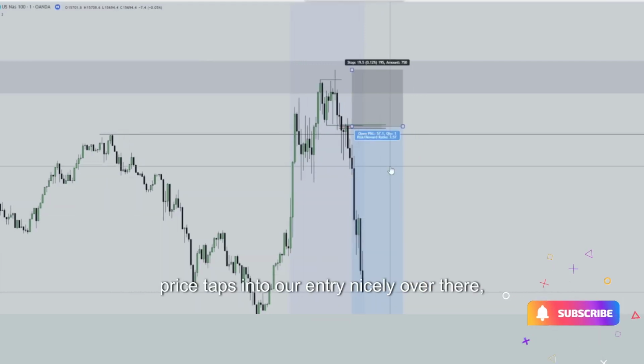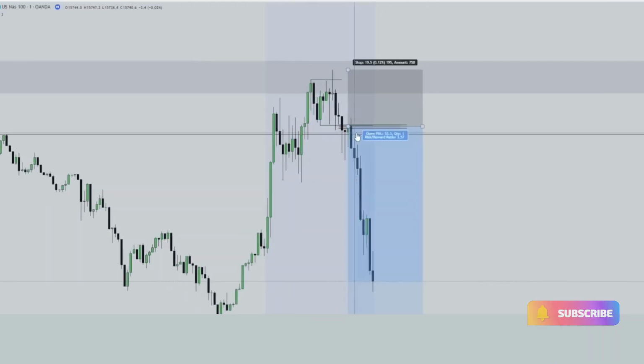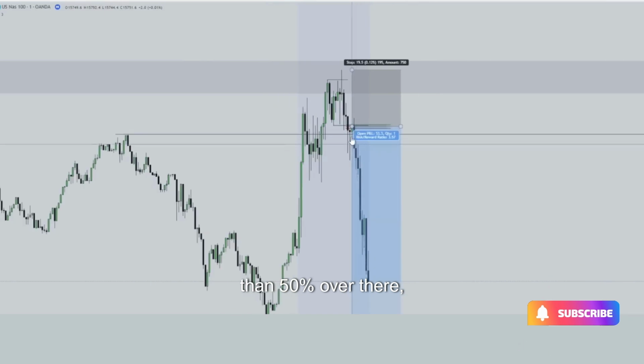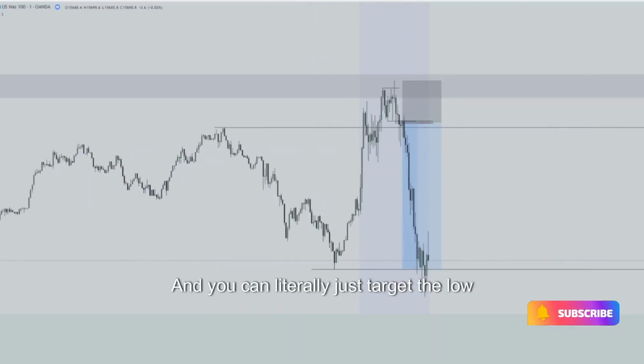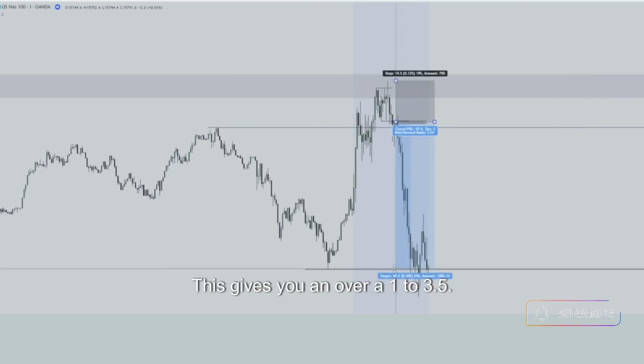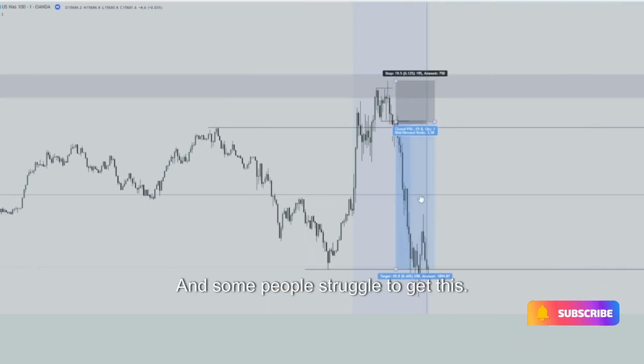So as you can see, price taps into our entry nicely over there, taps into 50%, more than 50% over there, retests and then goes down. Let's see how far price goes down. And you could literally just target the low-hanging fruit. This gives you an over a 1 to 3.5, and some people struggle to get this.